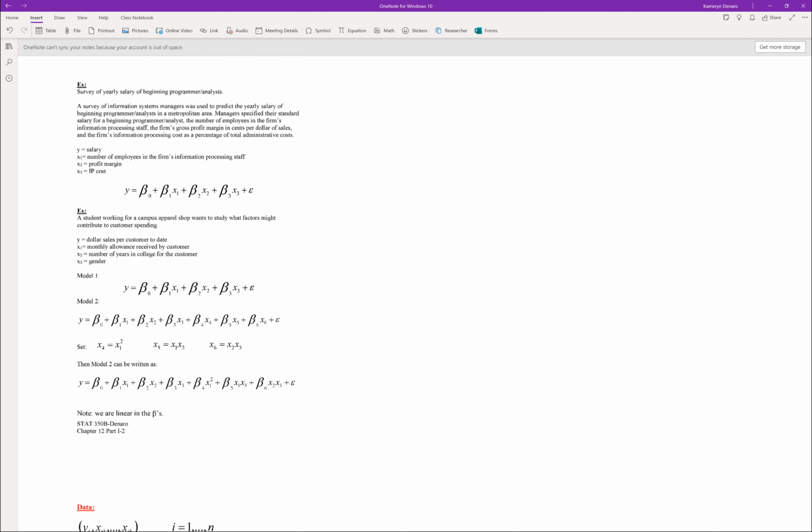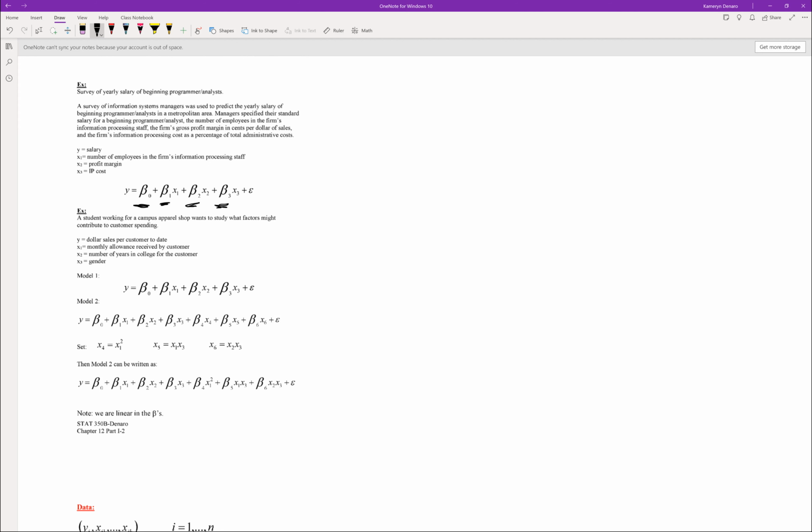So essentially, we can set up this model such that we have Y equaling beta 0 plus beta 1 X1 plus beta 2 X2 plus beta 3 X3 plus epsilon. All right. In this case, we have three variables. So essentially, we now have an intercept, that's our beta 0. And then beta 1 is the slope associated with the number of employees in the firm's information processing staff. Beta 2 is the slope associated with the profit margin. And beta 3 is associated with the IP cost. The epsilon is the random error.